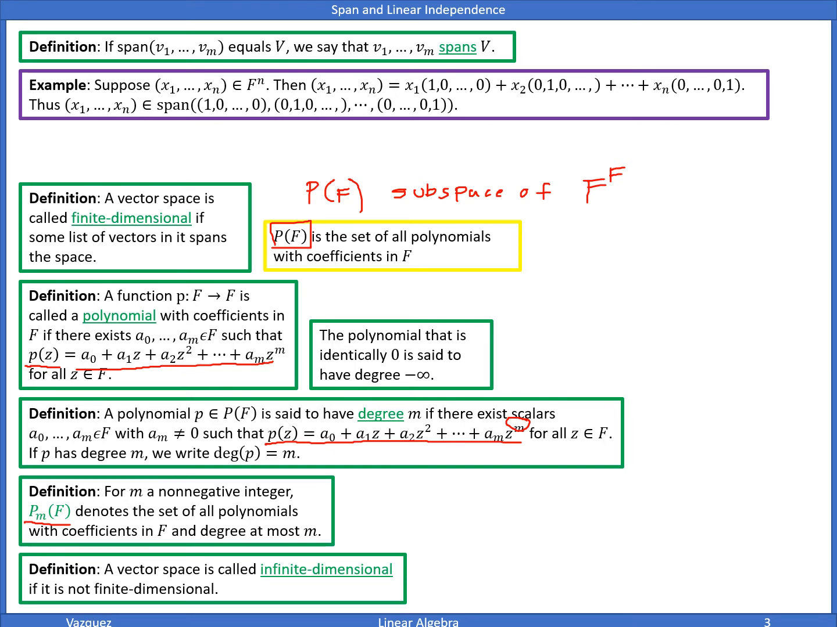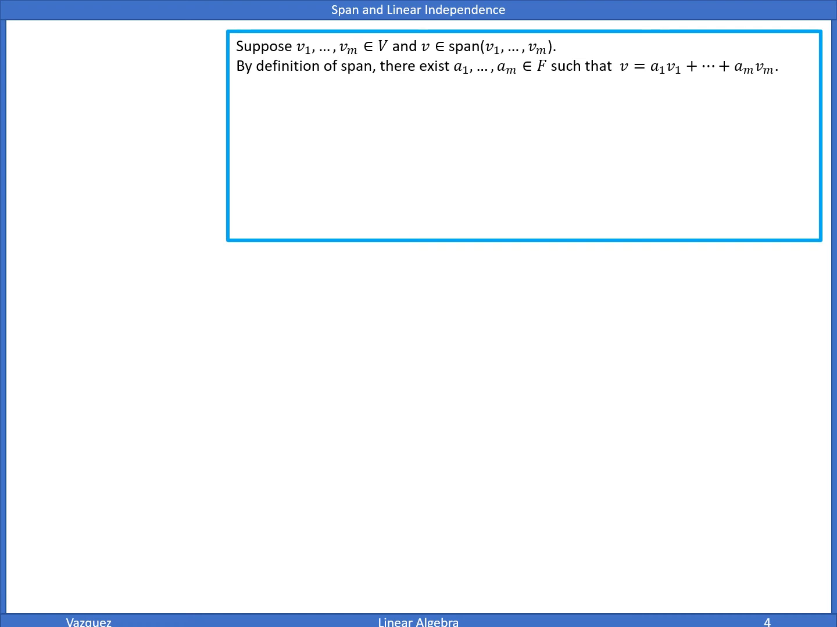Okay, in this next slide, we're going to actually start a bit out of order. What I mean by that is we start with the light blue box. Usually we use it for proofs. I'll definitely mention the theorem, but we'll see why I'm going to go through the reasoning first. So suppose v1 through vm are elements of V, and that v is in the span of all those vectors, v1 through vm. Well, by definition, since v is in the span of those vectors, there's a linear combination over here that equals v.